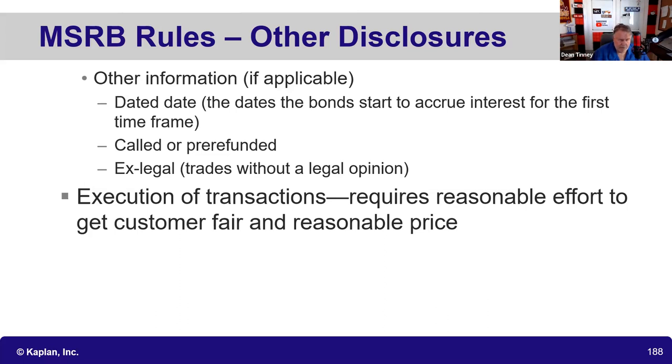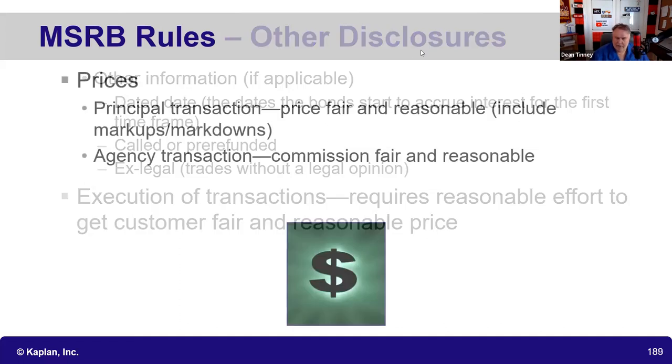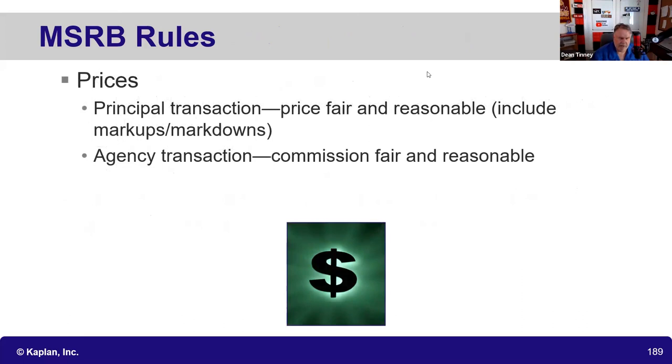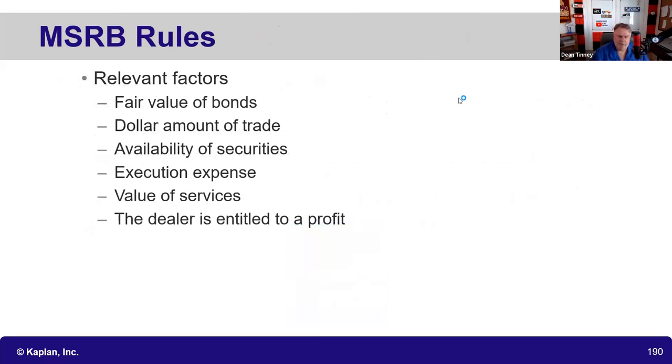Now, the MSRB doesn't have a 5% policy like FINRA. FINRA has a 5% policy. The MSRB says, we don't have a policy. Whatever you're charging, though, it should be fair and reasonable. We should never be unfair and unreasonable about anything. So whether we charge a markup or markdown, it should be fair and reasonable. When we charge a commission, it should be fair and reasonable. We should never be unfair and unreasonable. Relevant factors: fair value of the bonds, the dollar amount of the trade, the availability of securities. It's exactly the same as the 5% policy, it's just not 5%. The execution expense, the value of the services, and yes, the dealer's entitled to a profit. So I don't have to do things at a loss, right? I'm entitled to make a profit.